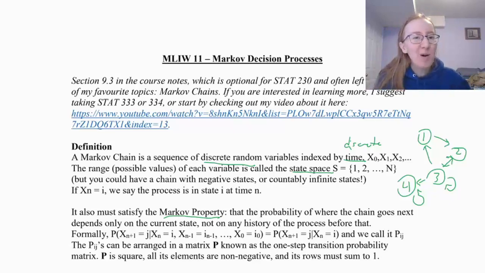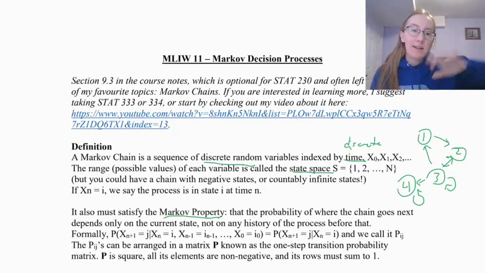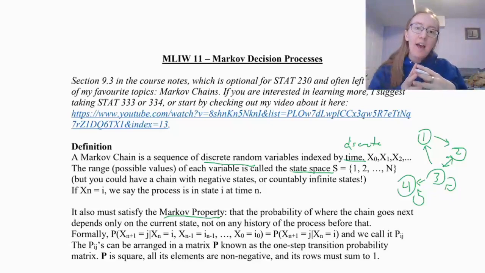And that is the most often violated assumption. This is the idea that where the chain goes next only depends on where it is now, not on the past history of the process. So not on how long you've spent in a particular state, not on the path it took you to get to the particular state, not on how many times you have revisited a particular state. The only thing that is allowed to affect the future is where you are now.